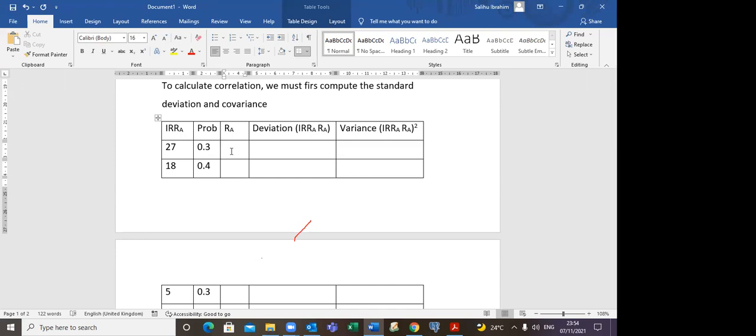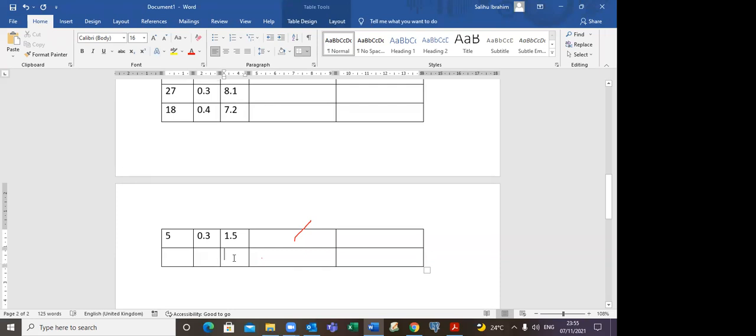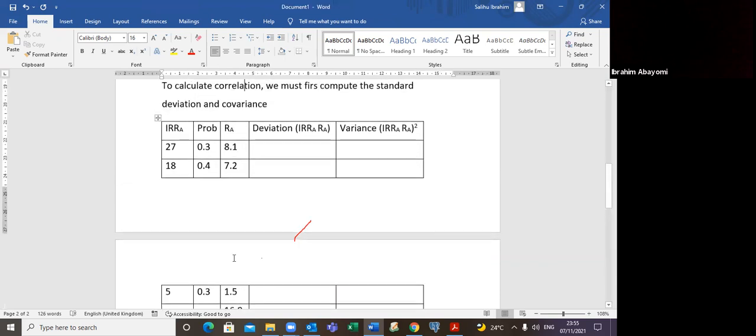The first one is 8.1. The second one, 7.2. And then the third one, 1.5. So when you add everything together, what will it give you? 16.8. That's the expected return, Abby.